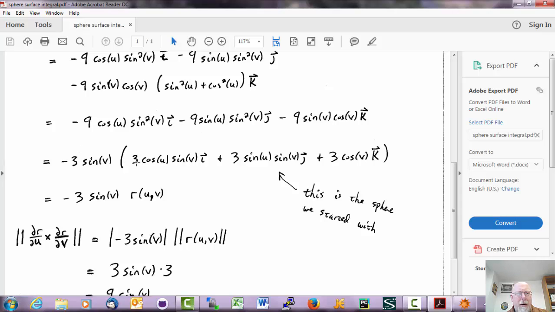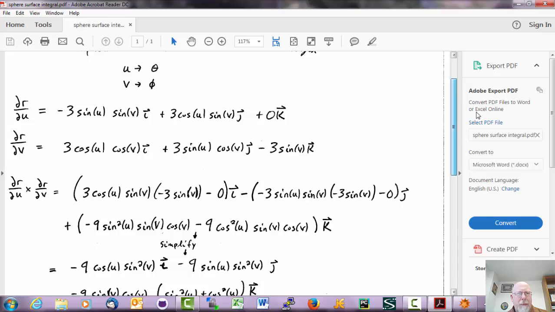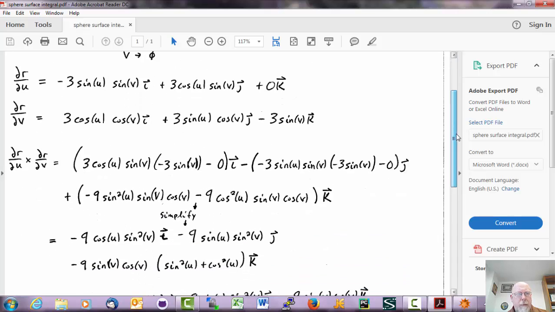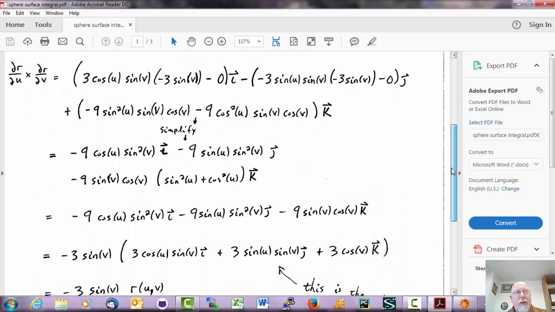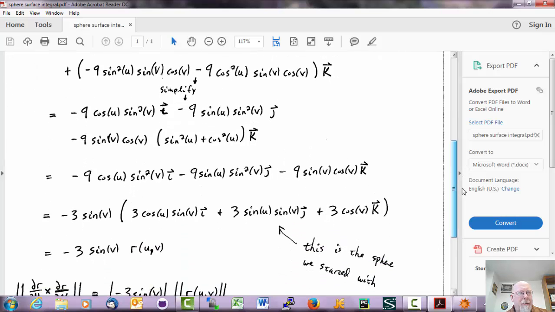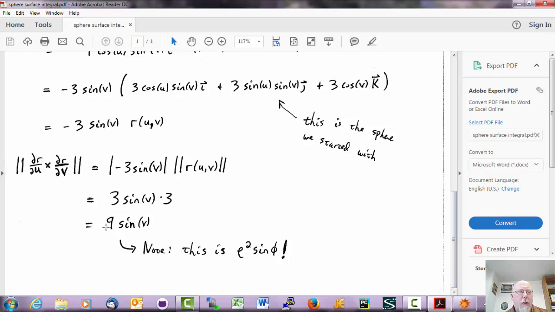If you take minus 3 sine v out, you're left with this. What's interesting about that is it's exactly what we started with, r of u v. So it turns out that dr du cross dr dv is minus 3 sine v times r of u v. I'm going to make use of that now because what we really want is the magnitude of that vector. The magnitude of dr du cross dr dv using this version is, well, this is a scalar, so it's the absolute value of that scalar times the magnitude of r of u v.